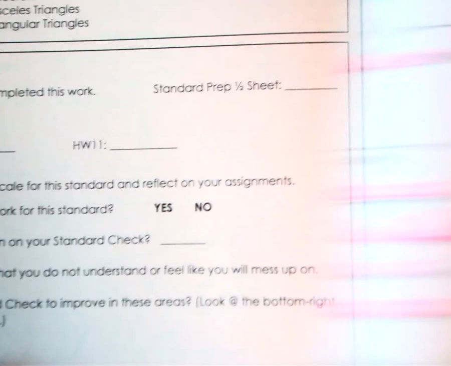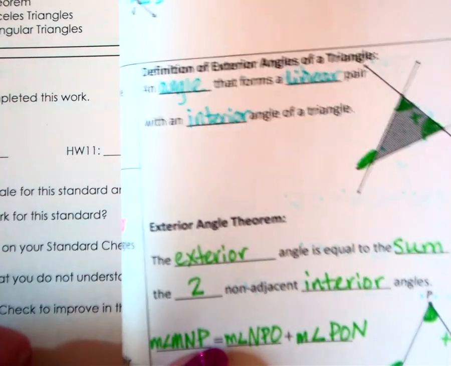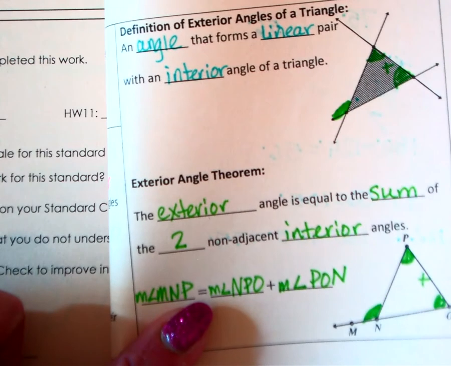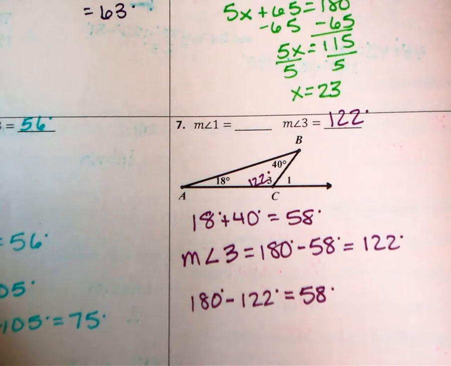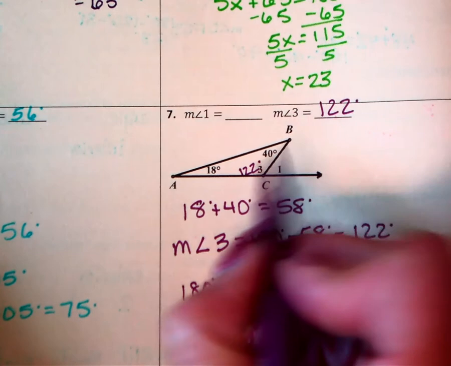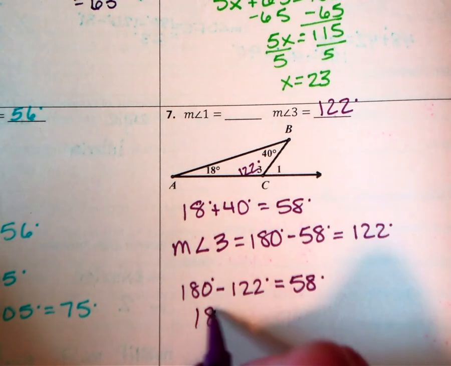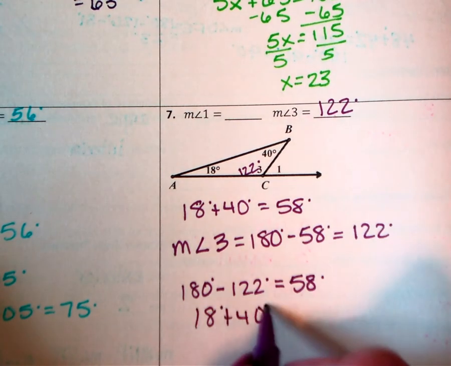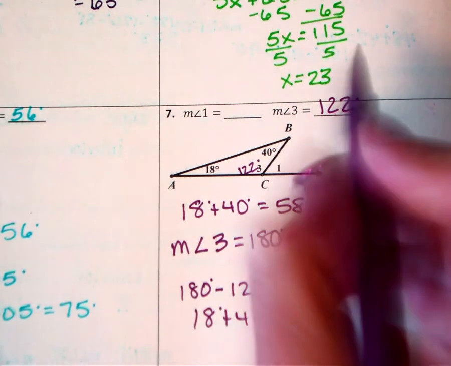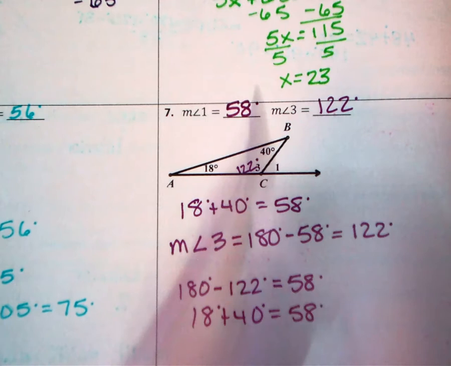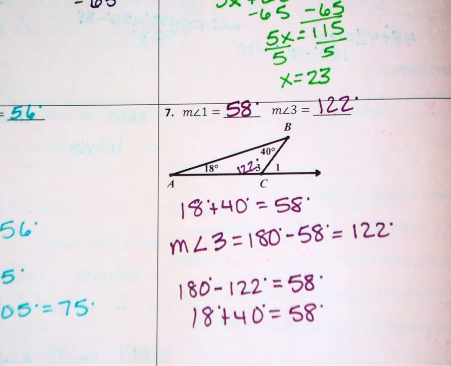Okay? Or I can use what we just talked about on this first page, the exterior angle is equal to the sum of the 2 non-adjacent interior angles. The two non-adjacent would be 18 plus 40, which is 58. Okay, so we've got 58 degrees either way. So I just wanted to do both so that you're aware that you can use either one.